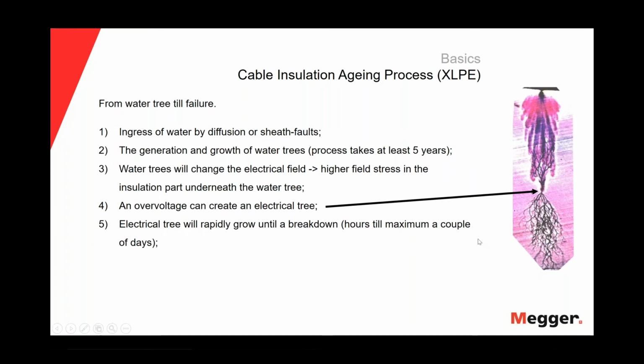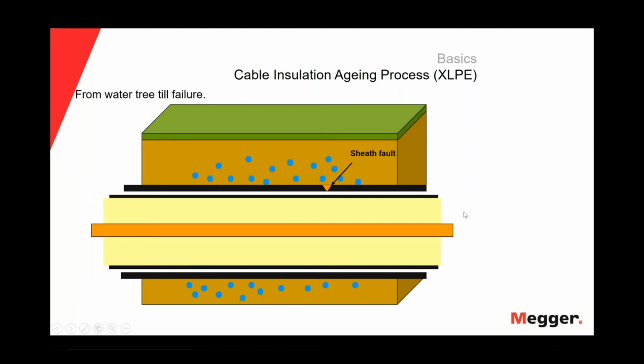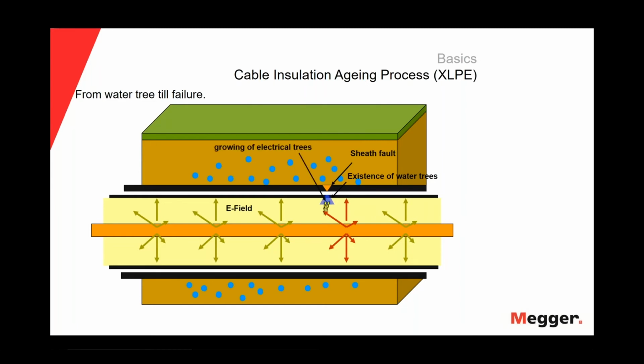To illustrate this process, we have this picture, and it all starts with a sheath fault in the cable, and the water surrounding the cable will ingress in the insulation of my cable, and then I will have the existence of water trees, and the electrical field will convert that water tree into an electrical tree. And once we have the electrical tree, sooner or later we will have a breakdown of the cable.